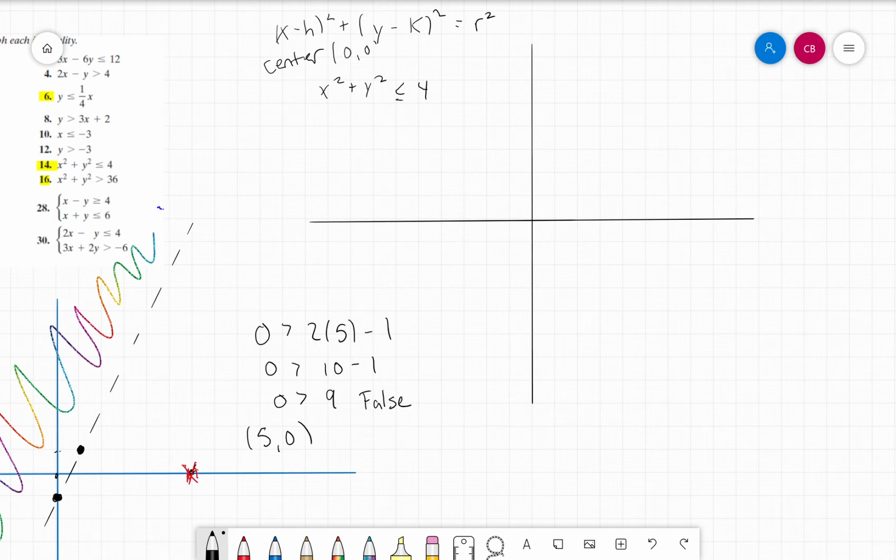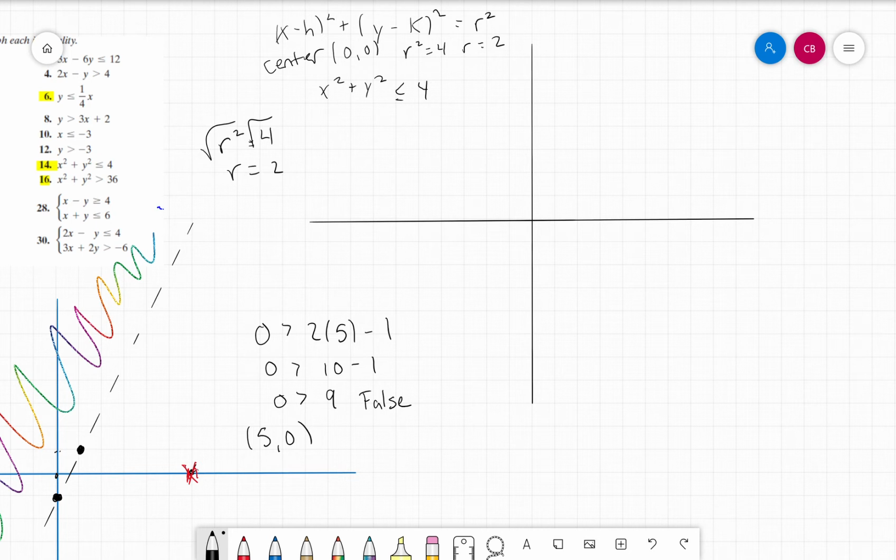And so in this case, the center is 0, 0 because nothing's being added and subtracted to x and y. And the radius squared here is 4, so that means the radius is actually 2 because r squared equals 4. Square root both sides, r is equal to 2. And so we only take the positive value because this is a circle and it is a distance. We cannot take negative distances.